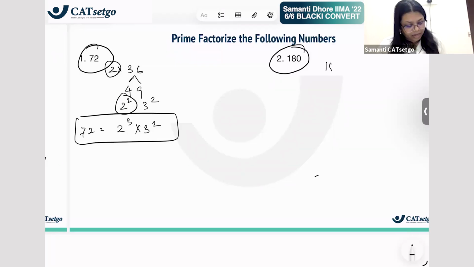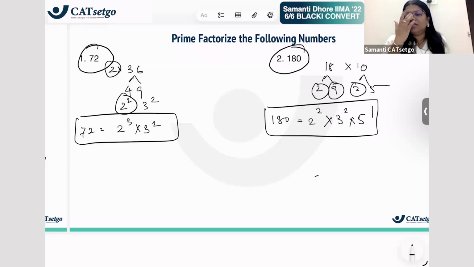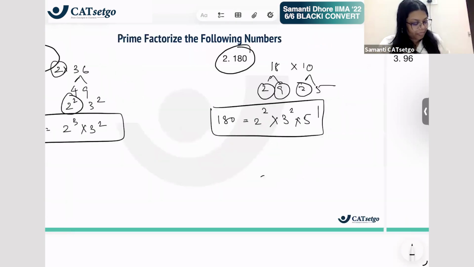Similarly, 180 can be written as 18 into 10, where 18 is 2 times 9 and 10 is 2 times 5. So overall it will become 2 square into 3 square into 5 raised to 1. Quickly we found it out, right? So this is the prime factorization of 180. Correct? 2 square into 3 square into 5 raised to 1.